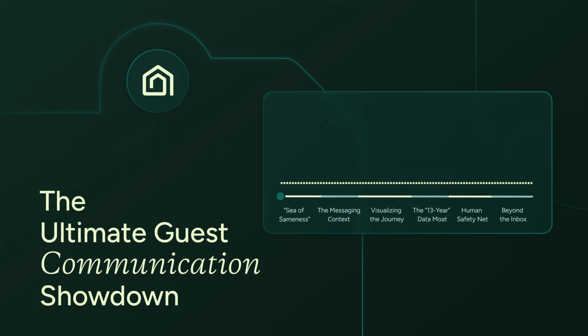Let's be honest about the state of guest communication in property management software in 2026. If you look at the feature lists for Guesty, Hostaway, and Lodgify, they basically look the same. Instant sync? Check. Unified inbox? Check. Email, SMS, WhatsApp? Check. AI? Everyone has a shiny AI sticker on their homepage now. In a market where every platform claims to do everything, how do you actually choose?